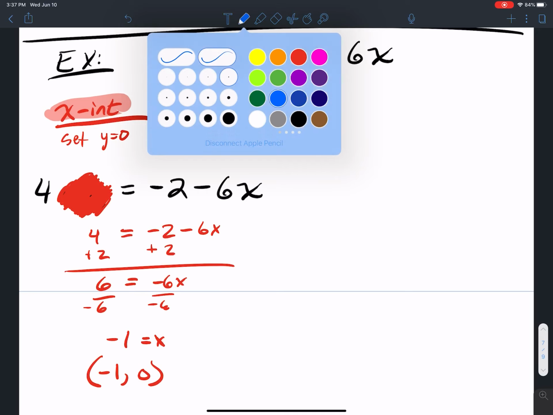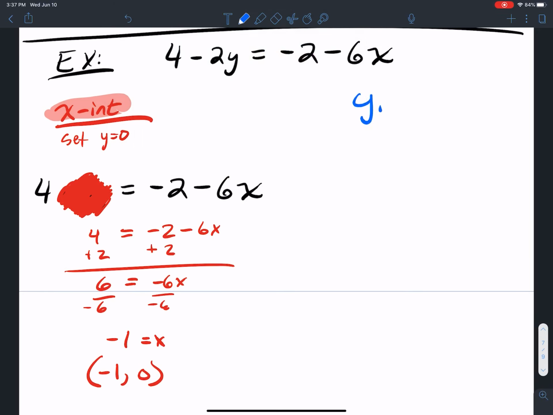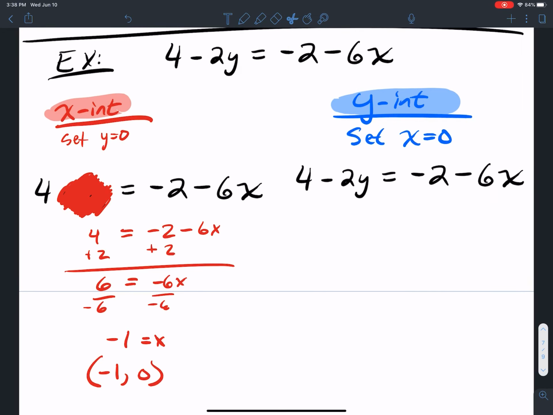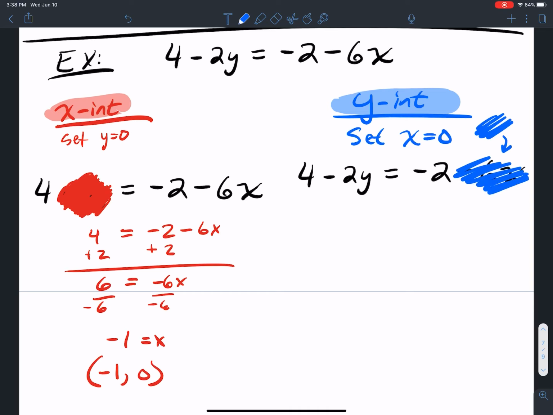Now, the y-intercept. What do we care about for the y-intercept? Well, if we set x equal to 0, then everything that has an x term in it is going to disappear. It's just going to go away. So I take my blob and I cover up the x's. This is the only x I have here, so I'm covering it up. It goes away. So now I have to solve for y.